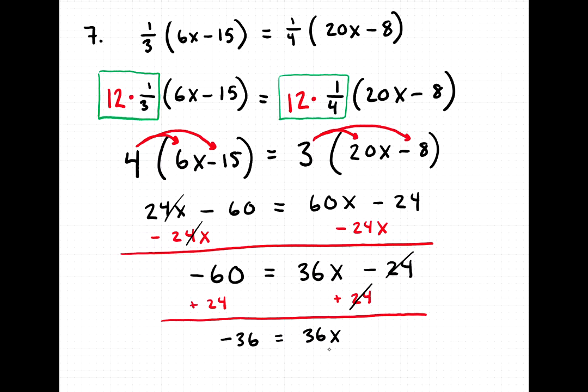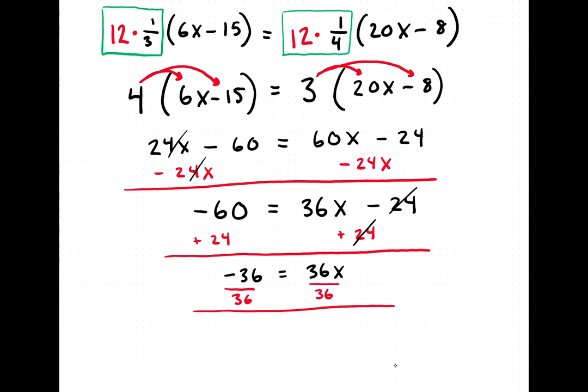Now we're one step away. We want x by itself. We have 36 times x. So the opposite of times 36, divide both sides by 36. And that should do it for this problem. The 36, the times 36, the divide by 36 on the right, they cancel. And we have x. And on the left, negative 36 divided by positive 36 should give us a negative 1. All right, so negative 1 is our answer for number 7.